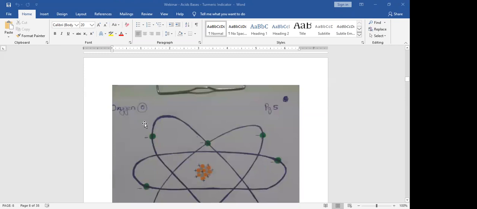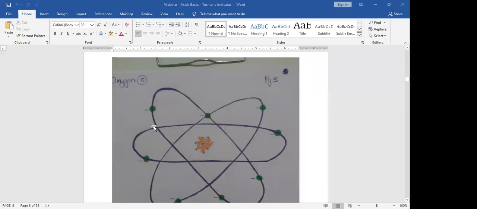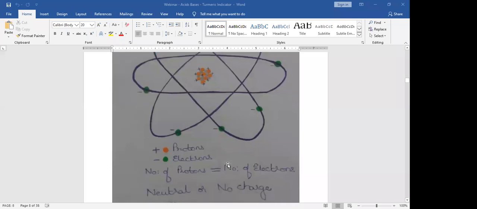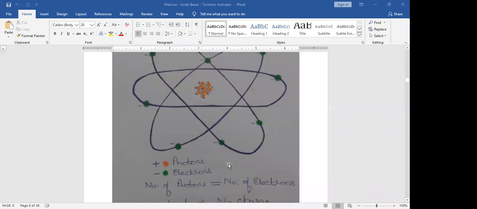I've considered oxygen. As of now, oxygen is written as only O. So quickly count the number of protons and quickly count the number of electrons. How many protons and how many electrons? You have 8 protons and 8 electrons. That means, again, the number of positive charges is equal to the number of negative charges. So it's neutral, or no charge. That means you can still write it as O.